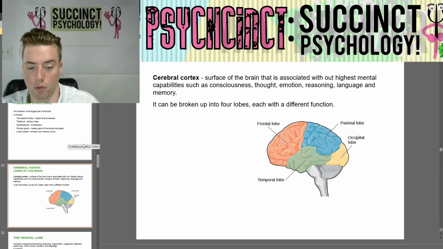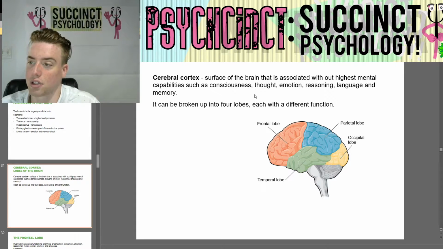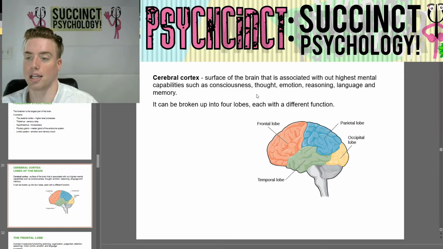And we'll go more into these here. So, the cerebral cortex is the surface of the brain that's associated with our highest mental capabilities, such as consciousness, thought, emotion, reasoning, language, and memory. It can be broken up into 4 lobes, each with a different function. So, frontal lobe, temporal lobe, occipital lobe, and parietal lobe.